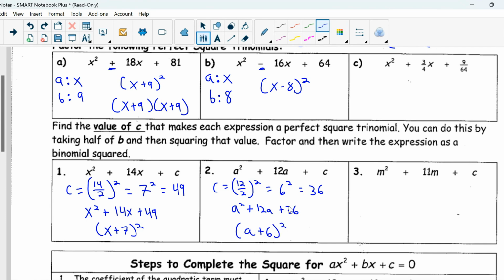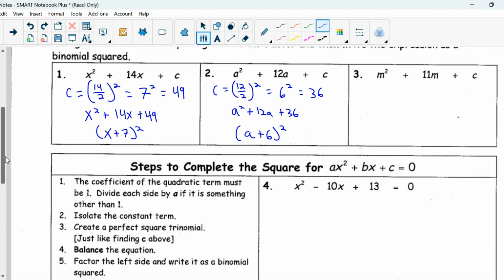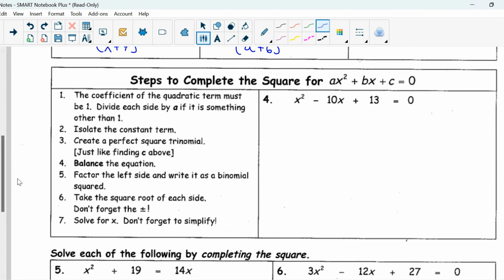All right, so both of those starting examples segue nicely into what completing the square actually is. So for completing the square, let's just go over the steps here. The coefficient of the quadratic must be 1. Okay, so your leading coefficient must be 1. Divide each side by a if it's something other than 1. Okay, so we can simplify our entire trinomial so that we have a leading coefficient of 1.